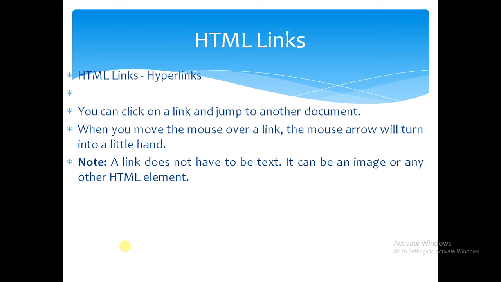After that, what is an HTML link? HTML links define a click that jumps to another document, and after clicking the link we switch to another document or another page. When you move the mouse over a link, the mouse arrow turns into a little hand, which means that whenever we want to go to any link, the mouse shape changes to a hand shape.